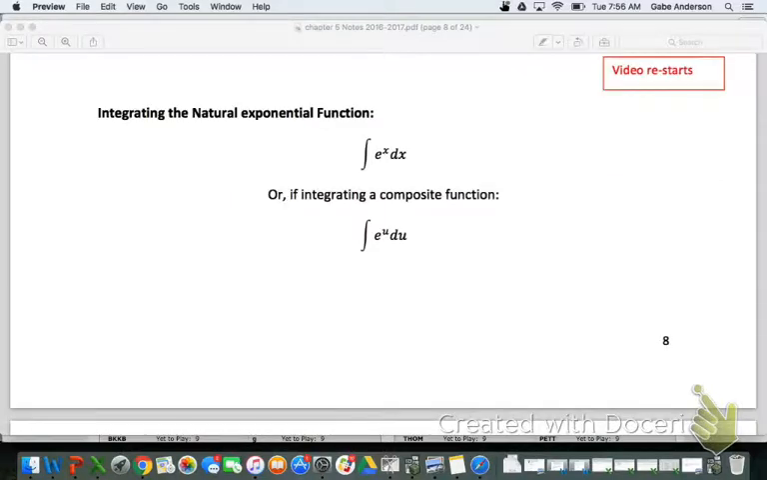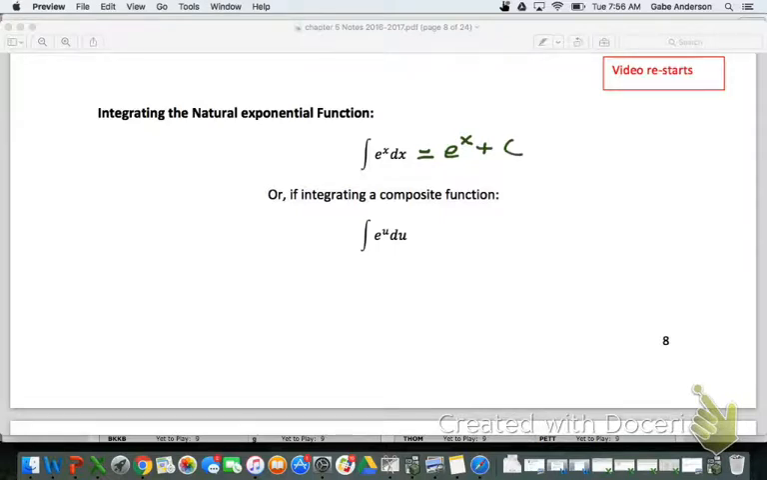Now we're going to look at the integral of the e to the x function. I'm guessing you can think this through. If the derivative of e to the x is e to the x, then the antiderivative of e to the x would have to be e to the x. So we'd write e to the x plus c right here.